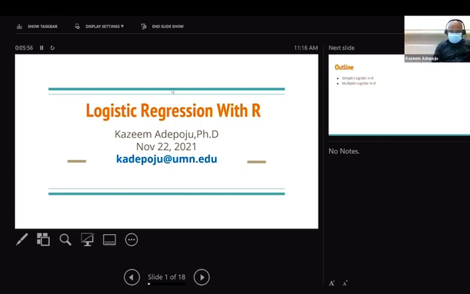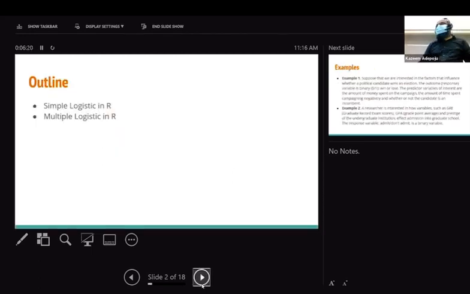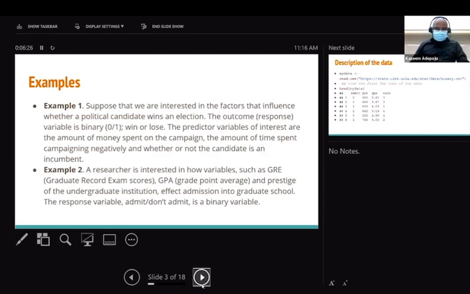But you know what? In this lecture today, I will not only walk you through how you can implement this in R, but I'm also going to provide some clarification on logistic regression. Okay, so in the outline, of course, I'm going to walk you through the simple logistic and the multiple logistic. Now I'm going to go into an example.